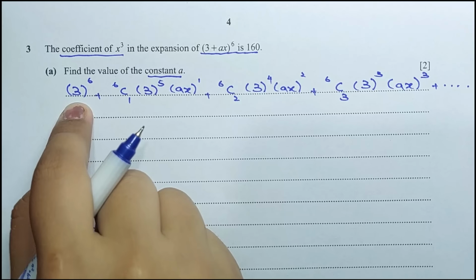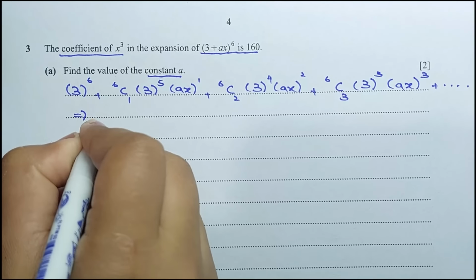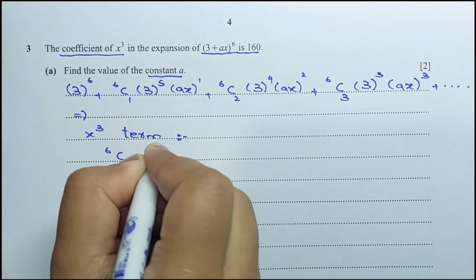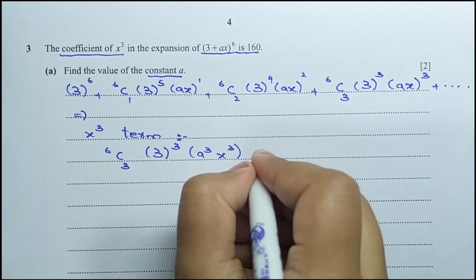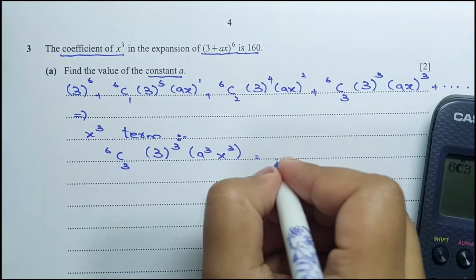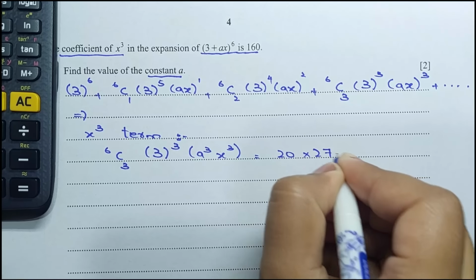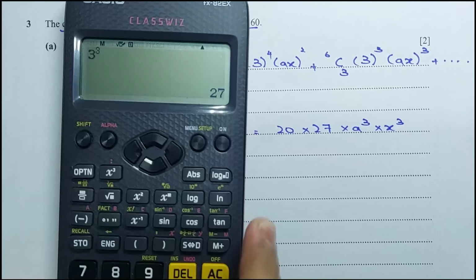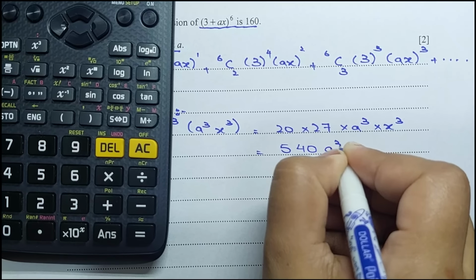Now this is a constant term, this is x term, x square, and x cube term, right? So let me write down the x cube term. X cube term is 6c3, 3 cube, and a cube, x cube. Let me simplify. What is 6c3? 6c3 is 20, and 3 cube is 27, and a cube and x cube, right? Now let me simplify. 20 times 27, this is 540, 540 a cube, x cube.